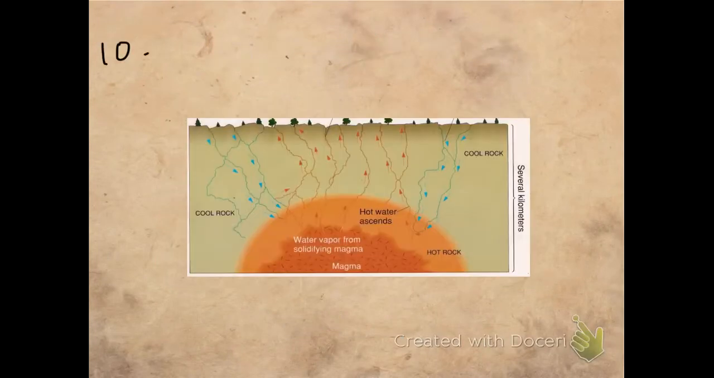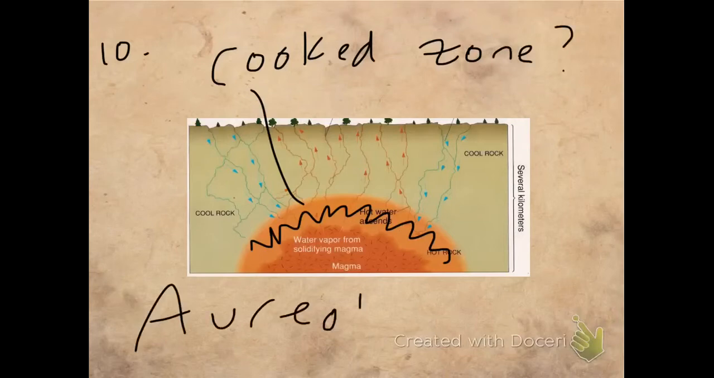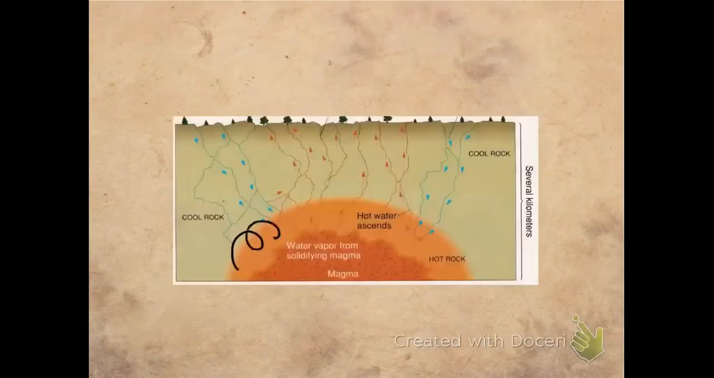Okay, number 10, same picture but a different question. I've highlighted an area in the picture, and your job is to decide what that is called, the cooked zone. So the cooked zone in a contact metamorphism regime is called the aureole.